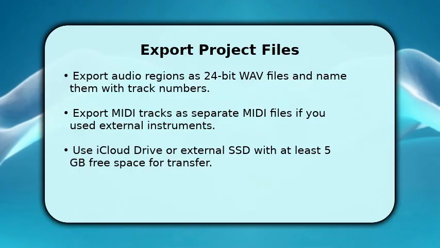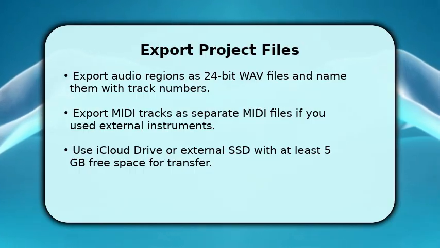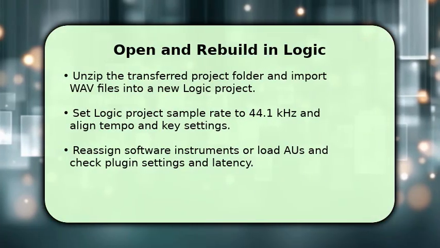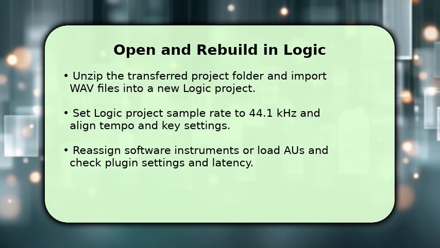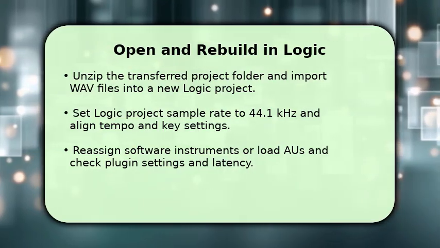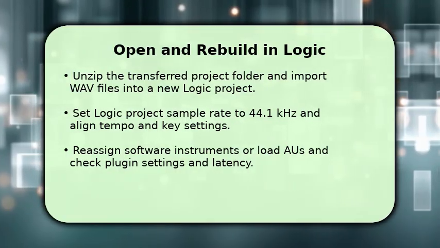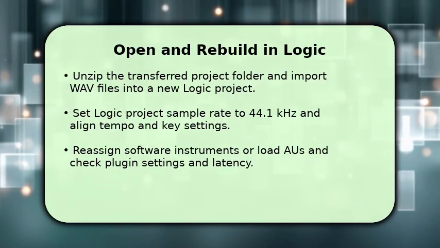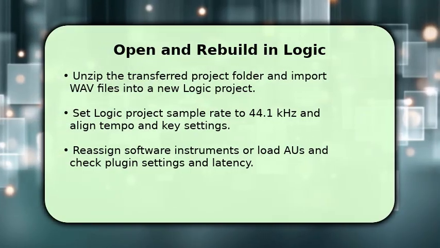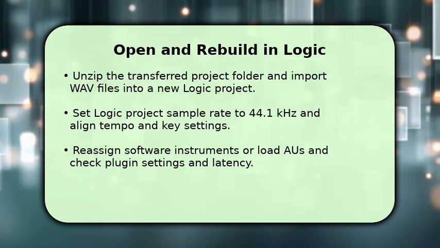On your Mac, unzip the transferred project folder and open Logic Pro. Create a new Logic project and set the sample rate to 44.1 kHz to match the Garageband export. Import the 24-bit WAV files and align each clip to the original timeline using the tempo and key listed.